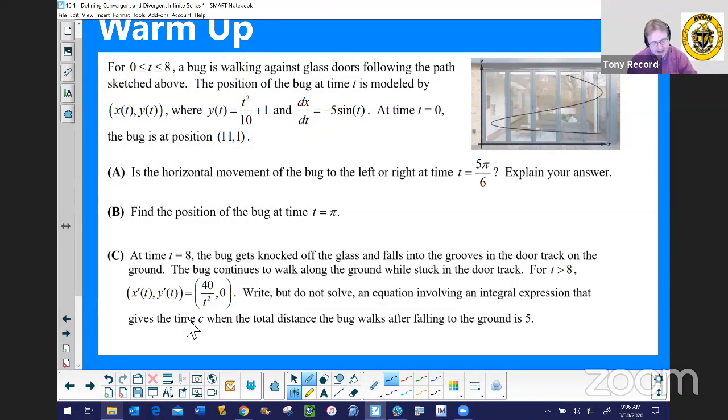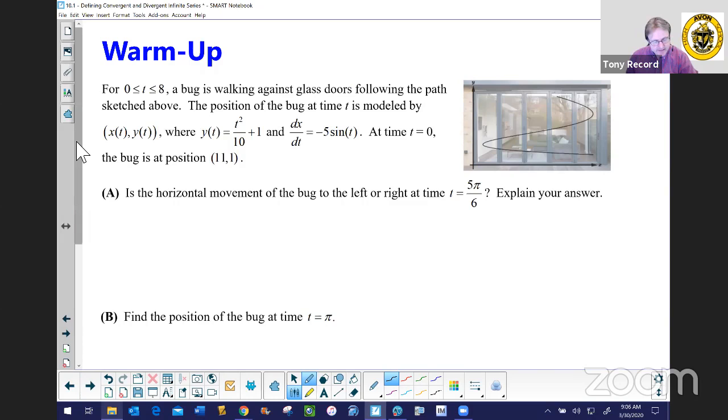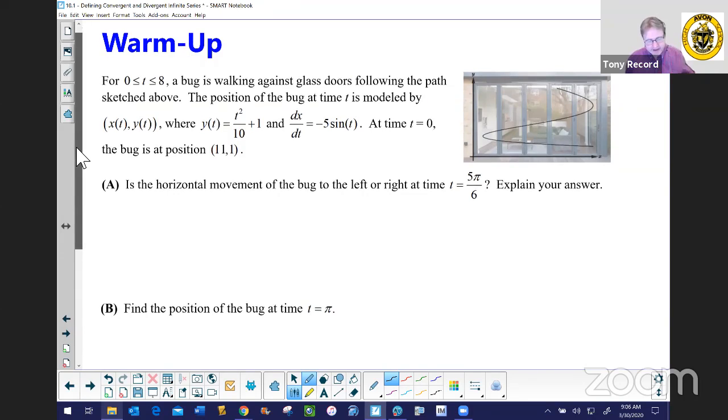The bug continues to walk along the ground while stuck in the door track. For time greater than 8, x prime of t, y prime of t is the velocity vector 40 over t squared comma 0. Write but do not solve an equation involving an integral expression that gives the time c when the total distance the bug walks after falling to the ground is 5. So perhaps you had a chance to take a look at this over the weekend. We're going to go ahead and break it down and solve it for you.